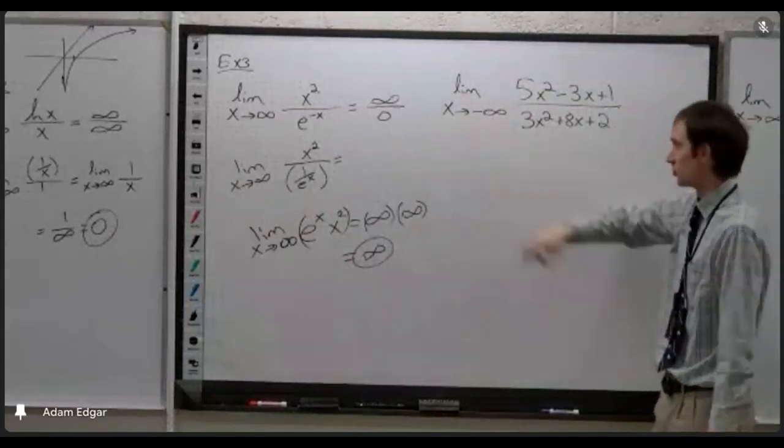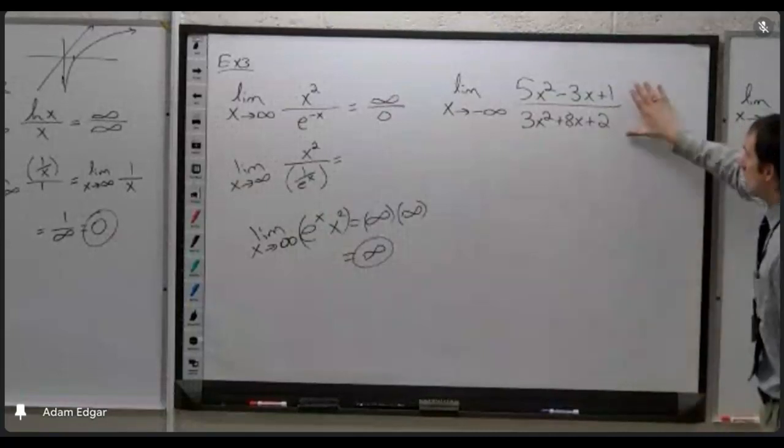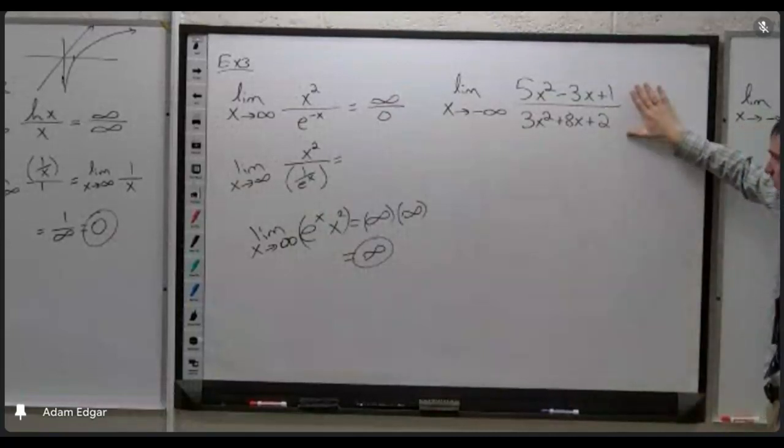Now, sometimes they're annoying and they say, hey, let's have x go to negative infinity. Bunch of jerks. Let's do that here too. That equation looks annoying. It's not that bad. So you have two ways to attack this.